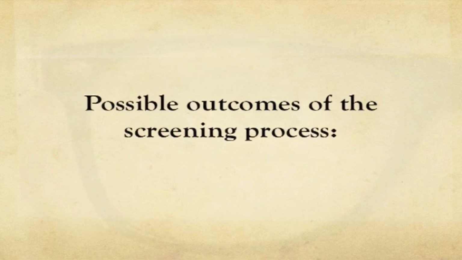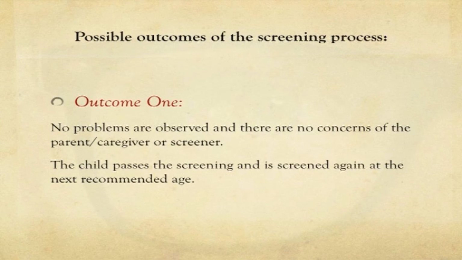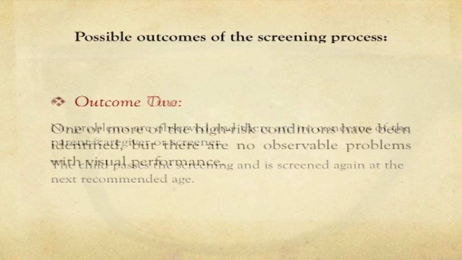Now let us discuss possible outcomes of the screening process. Outcome 1. No problems are observed and there are no concerns of the parent, caregiver, or screener. The child passes the screening and is screened again at the next recommended age.